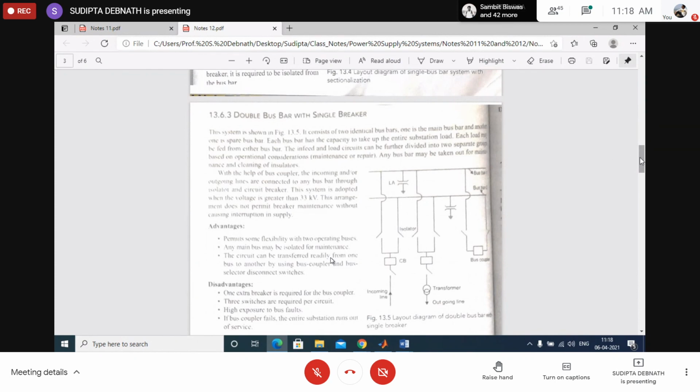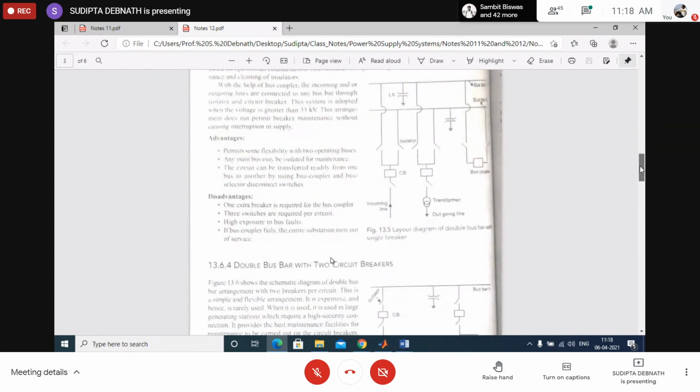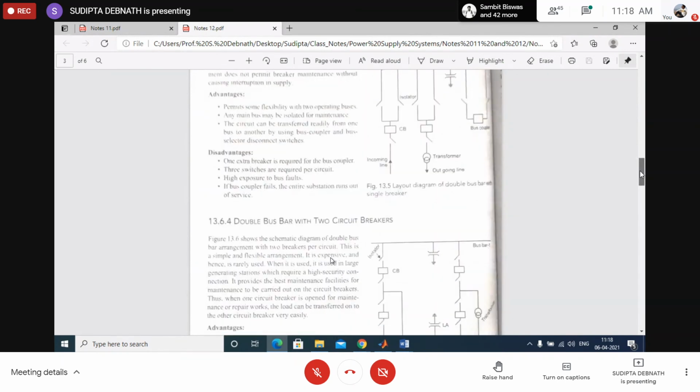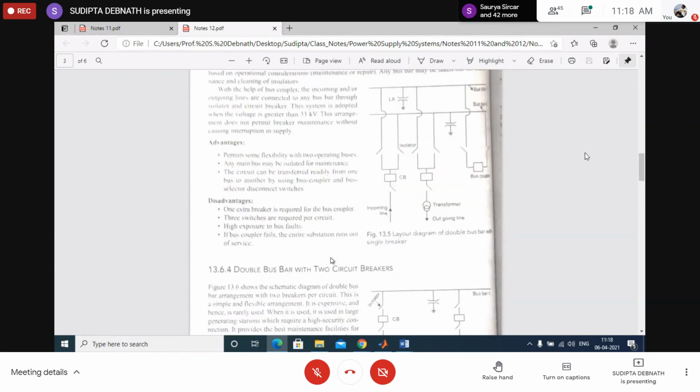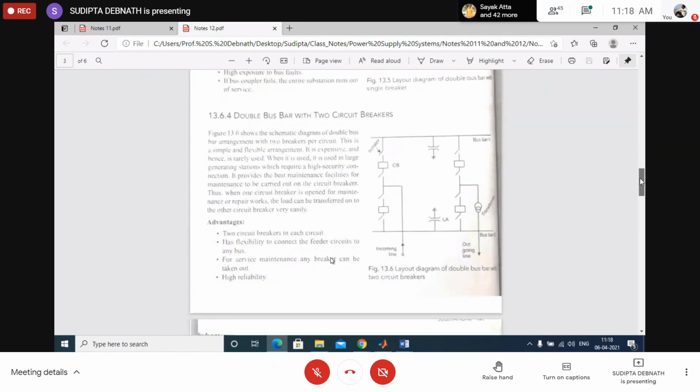Then comes the double bus bar with 2 circuit breakers. Here you see there is only one circuit breaker, and here there are 2 circuit breakers. No bus coupler is required if you use 2 circuit breakers, because whether you need to operate this bus bar or this bus bar depends on the connection of these circuit breakers.